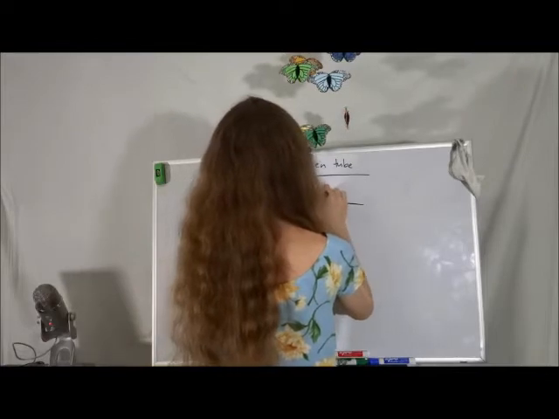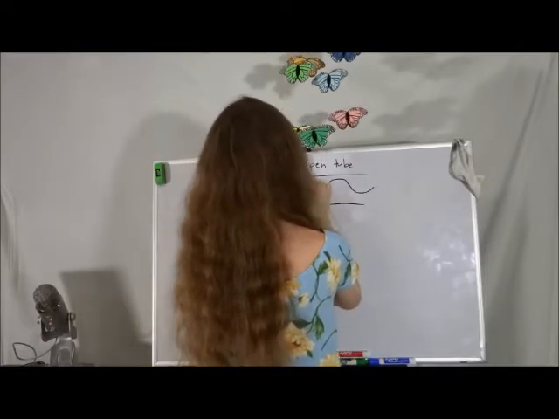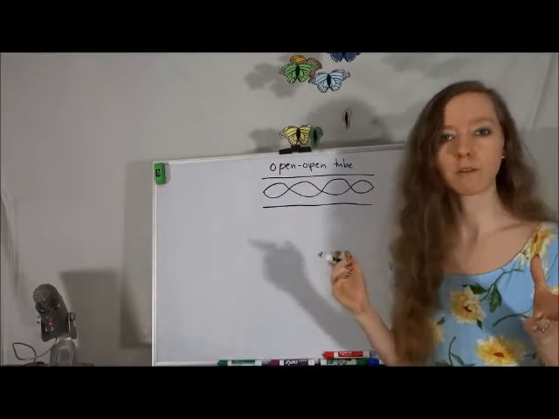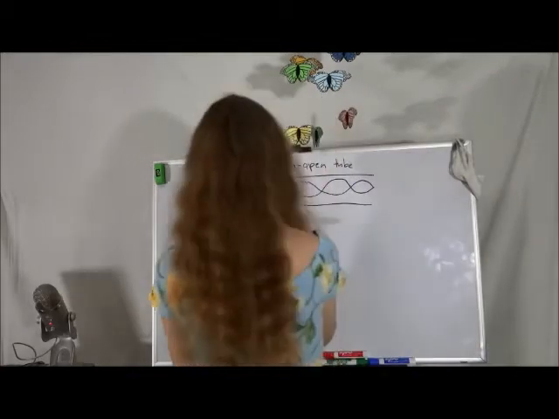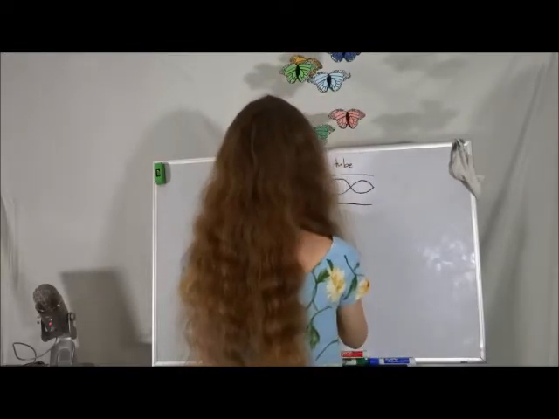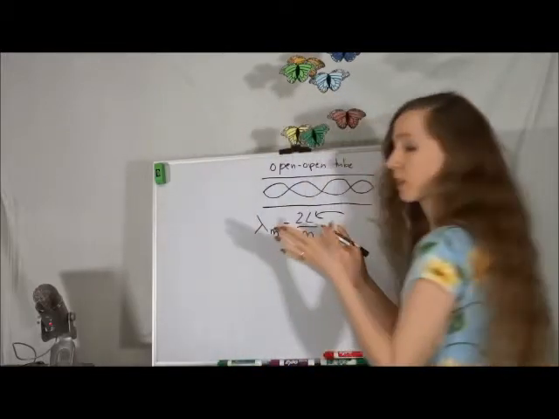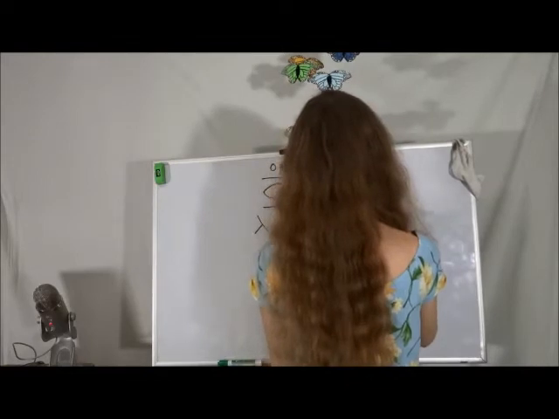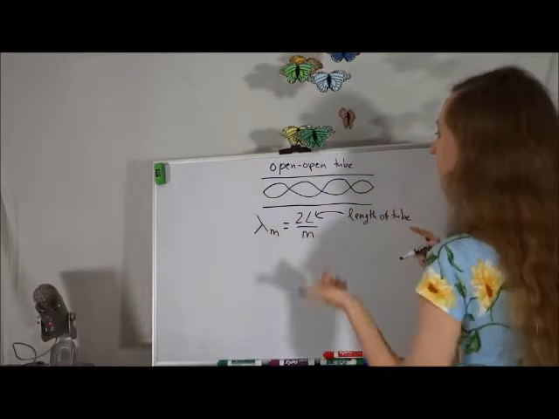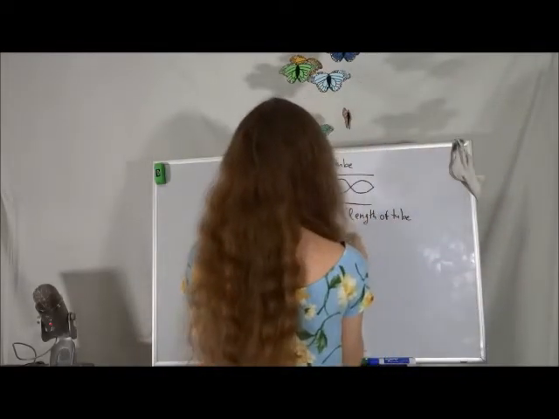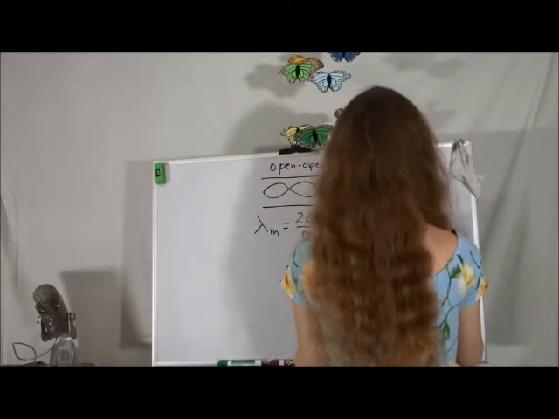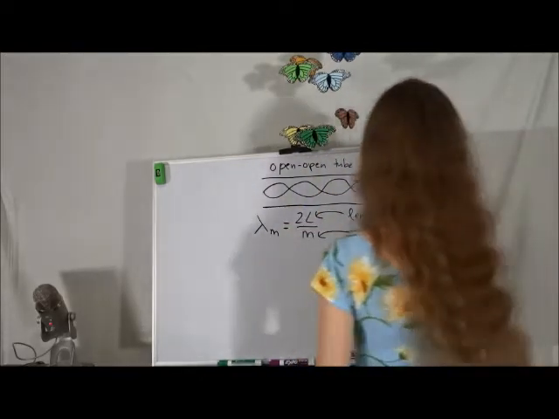So for an open-open tube, the kind of standing waves you're going to get will look just like the standing waves that you had for the standing waves on a string. And the equation is going to be exactly the same as well. So our wavelength is going to be lambda_m equals 2L over m, where L is the length of your tube. So instead of having the length of the string, we have the length of our tube, but it's still a length. And m is going to be the number of antinodes, or also the number of half wavelengths.